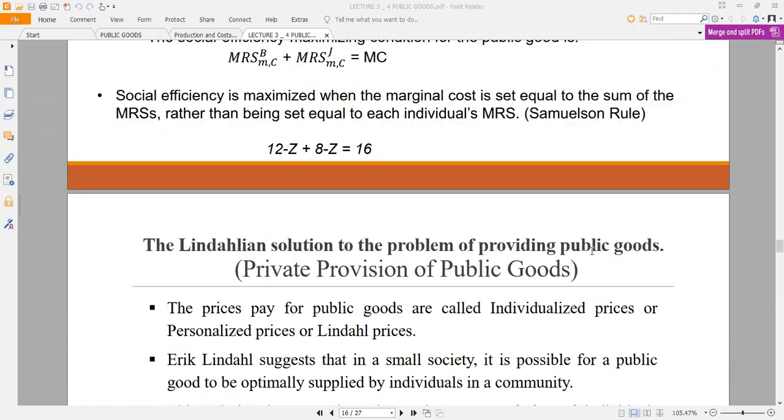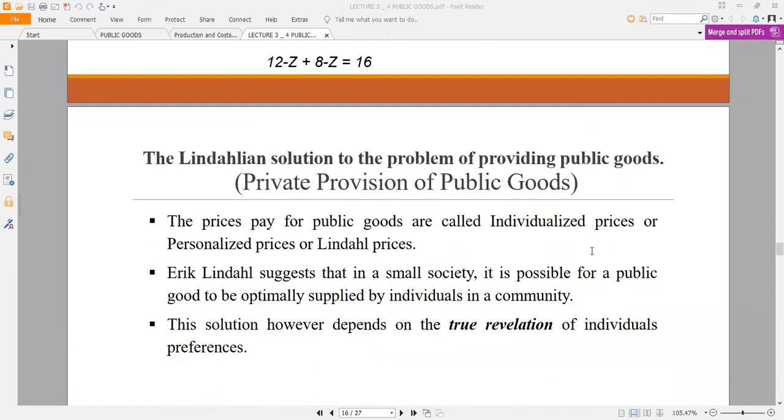All right, now we call something the Lindahl solution to the problem of providing public goods. Now, because the marginal cost of providing a public good is 0, on the grounds of efficiency, if you're a private firm and you produce a public good, the price of that good must be 0. Okay, it has to be 0. And as a result, people are not willing to produce such goods.